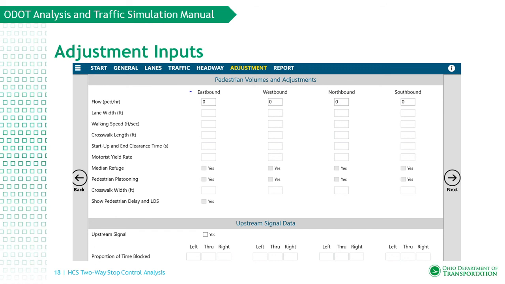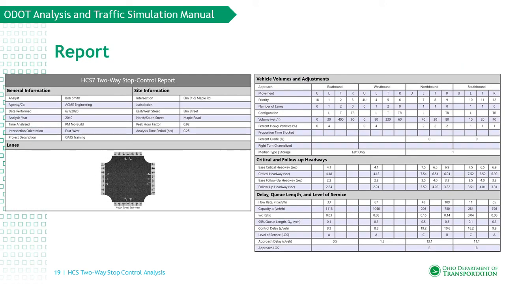The two-way stop control methodology computes control delay and LOS for the left turn movements on the major street approaches and for each movement and approach on the stop control minor street. Weighted average control delay and LOS for the intersection as a whole is not reported. The method also computes a 95th percentile queue for the major street left turn lanes and each lane on the minor street. The Report tab generates a formatted report for the two-way stop control analysis results.